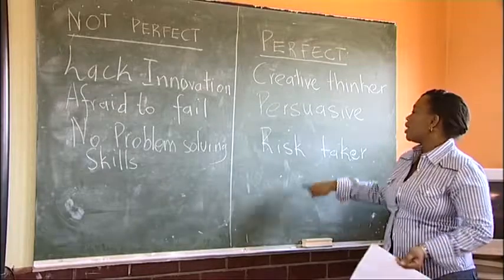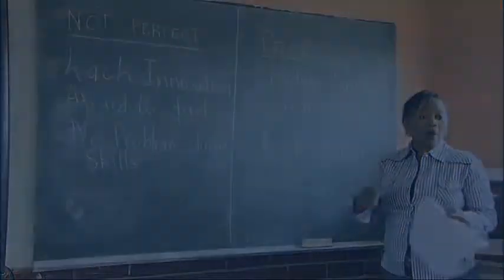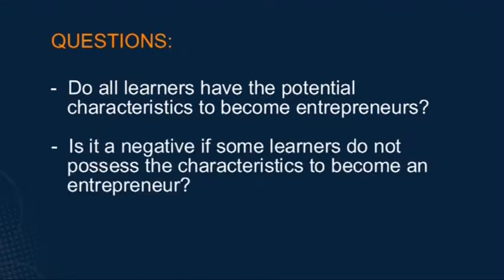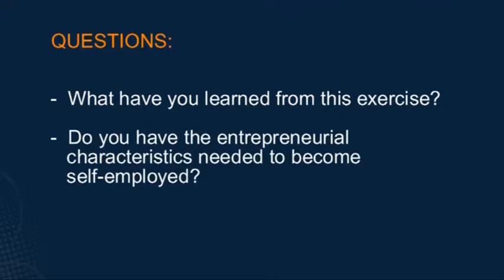As a summary, the teacher reviews both lists on the board or flip chart and facilitates a discussion with learners using the following questions regarding learning points. Do all learners have the potential characteristics to become entrepreneurs? Is it a negative if some learners do not possess the characteristics to become an entrepreneur? What have you learned from this exercise? Do you have the entrepreneurial characteristics needed to become self-employed?